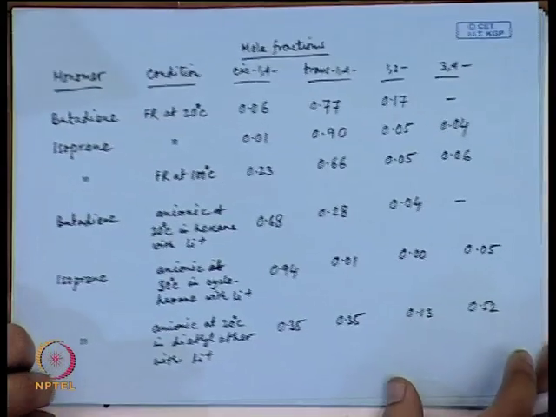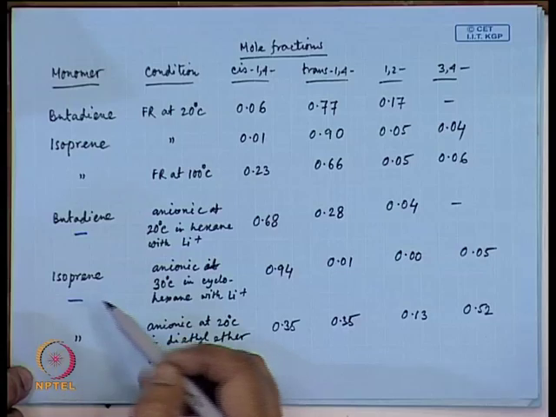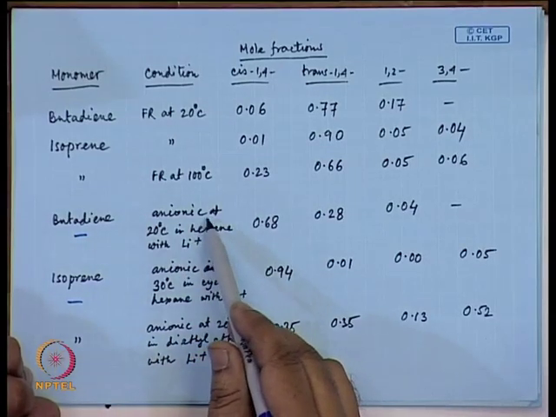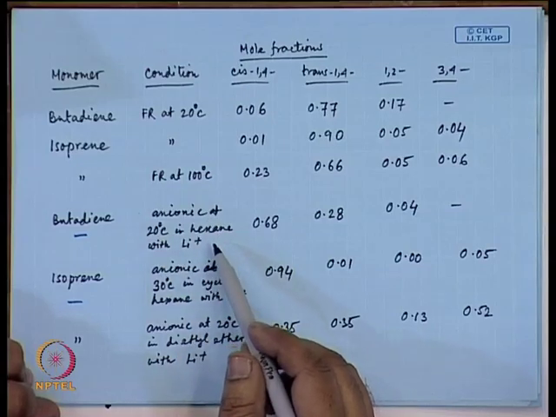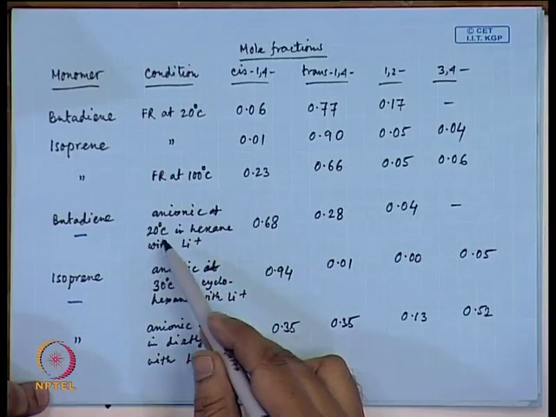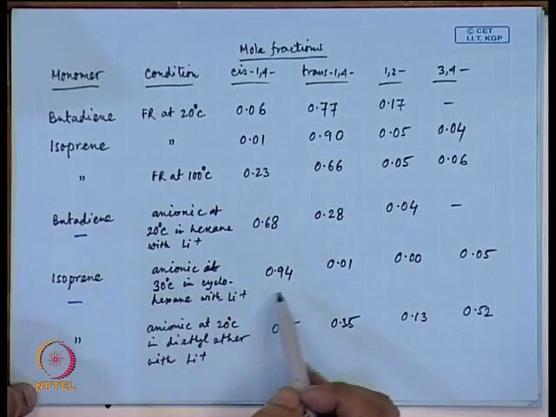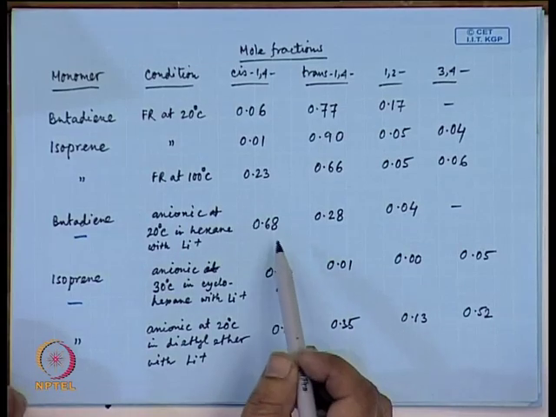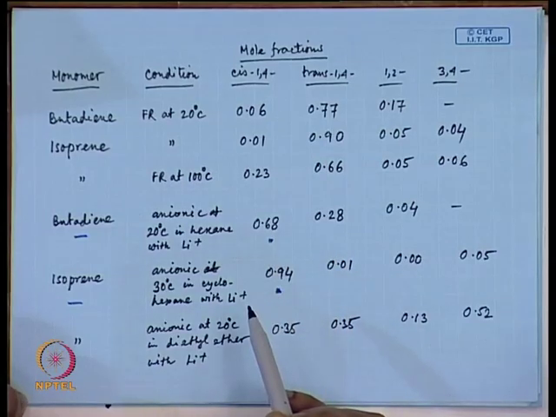So, if you look at a few data, you take butadiene and isoprene, obviously we had compared anionic polymerization at 20 degree centigrade in non-polar medium, hexane, anionic polymers at almost similar temperature in non-polar medium. Obviously, because there will be a dominant cis product in both the cases, the cis product is dominating.